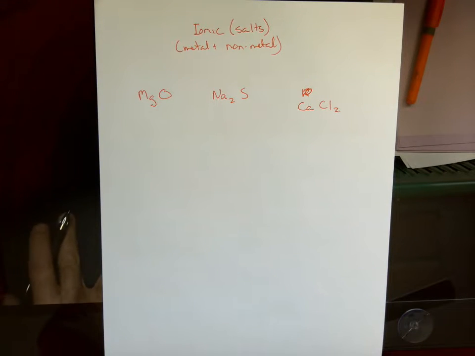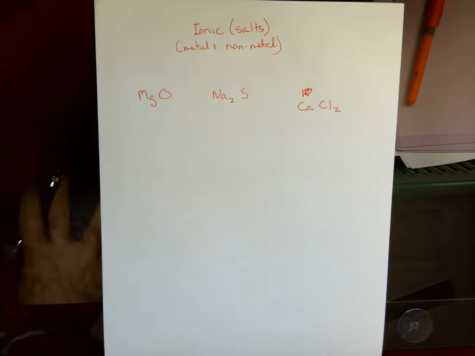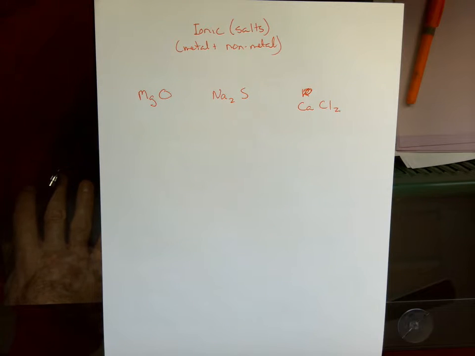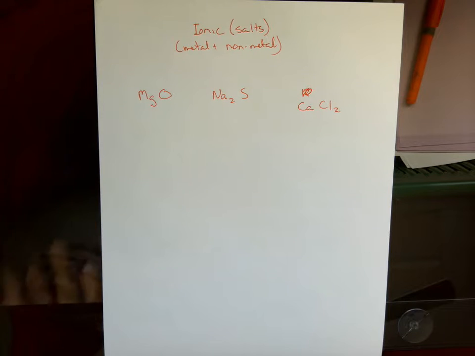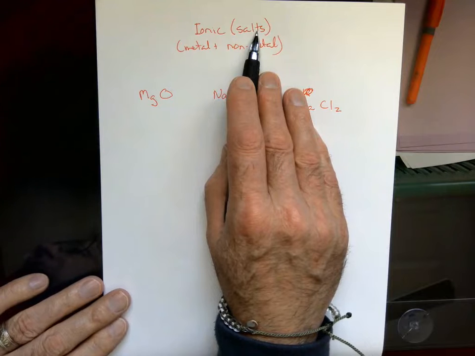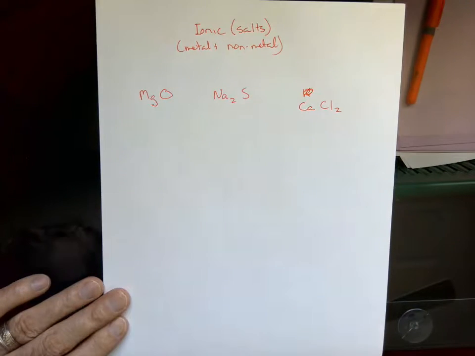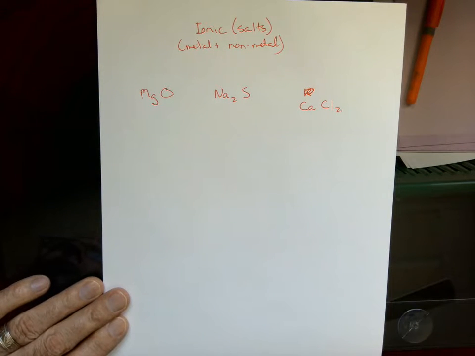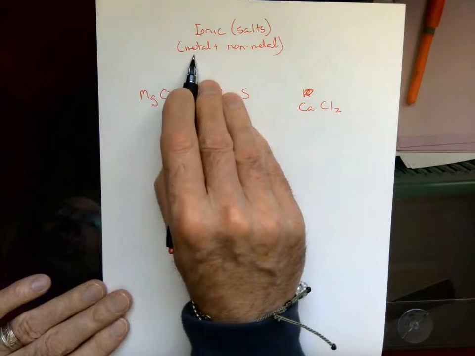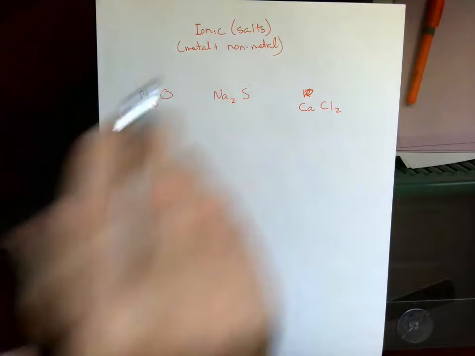Okay, the second type of molecule. I said there were two major types of molecules. There are more, but these are the two major ones, called ionic. Ionics we commonly call salts. So we think of salt as being something we put on the French fries, but don't forget there are other types of salt, like the salt that we would put down to melt snow. So by definition, an ionic is a metal plus a non-metal.